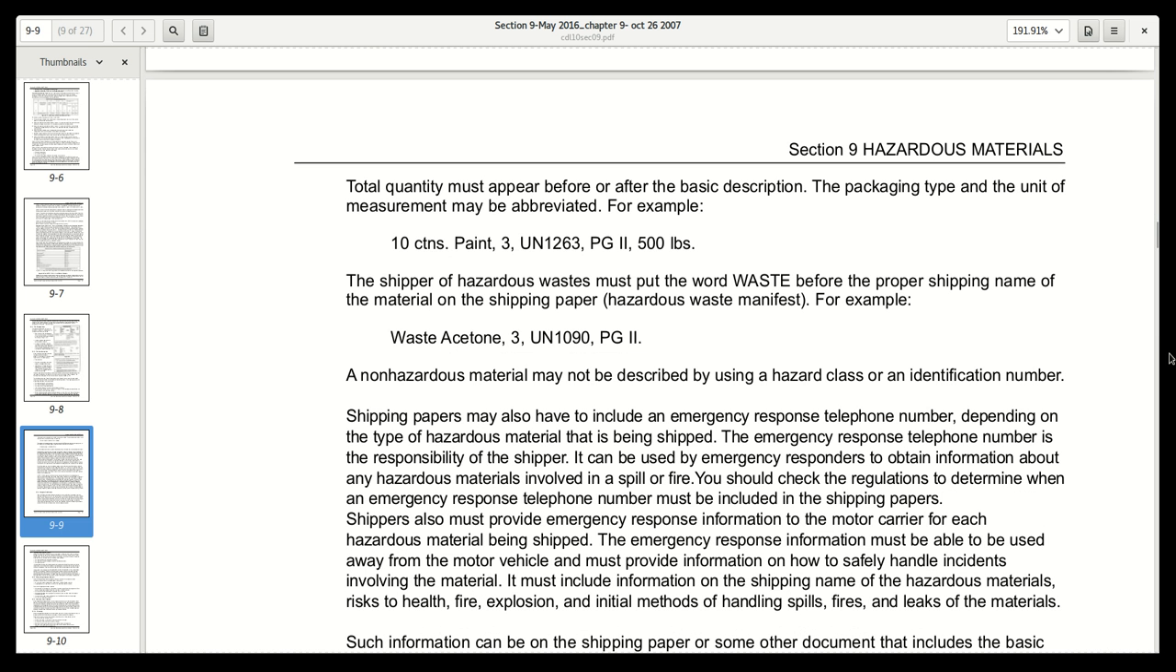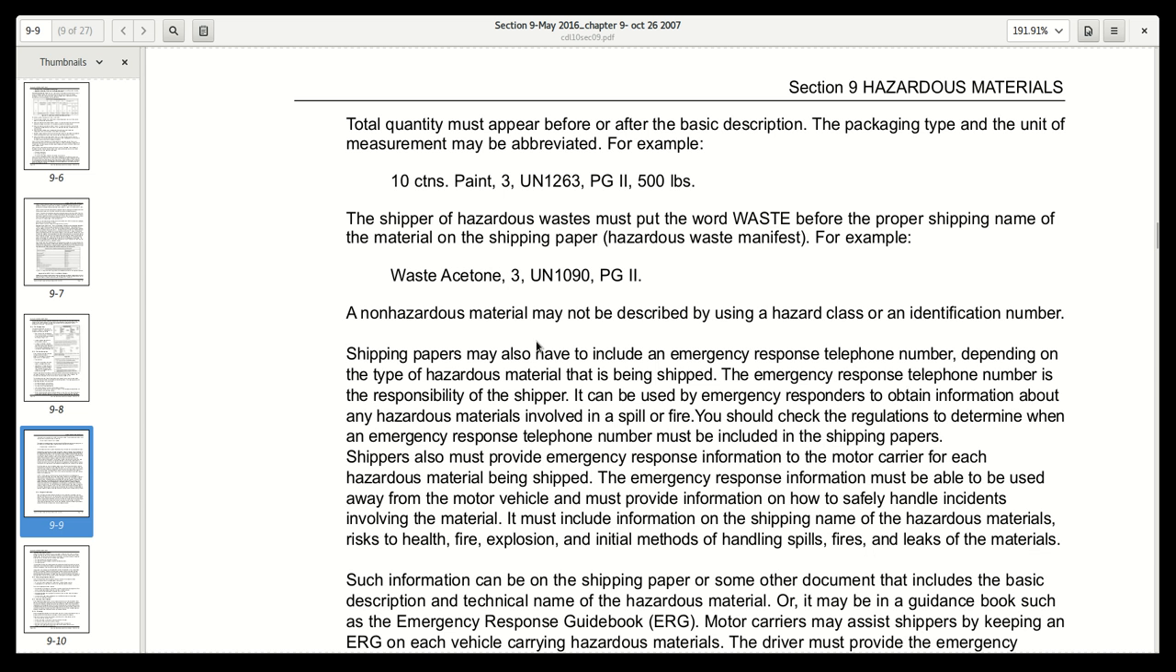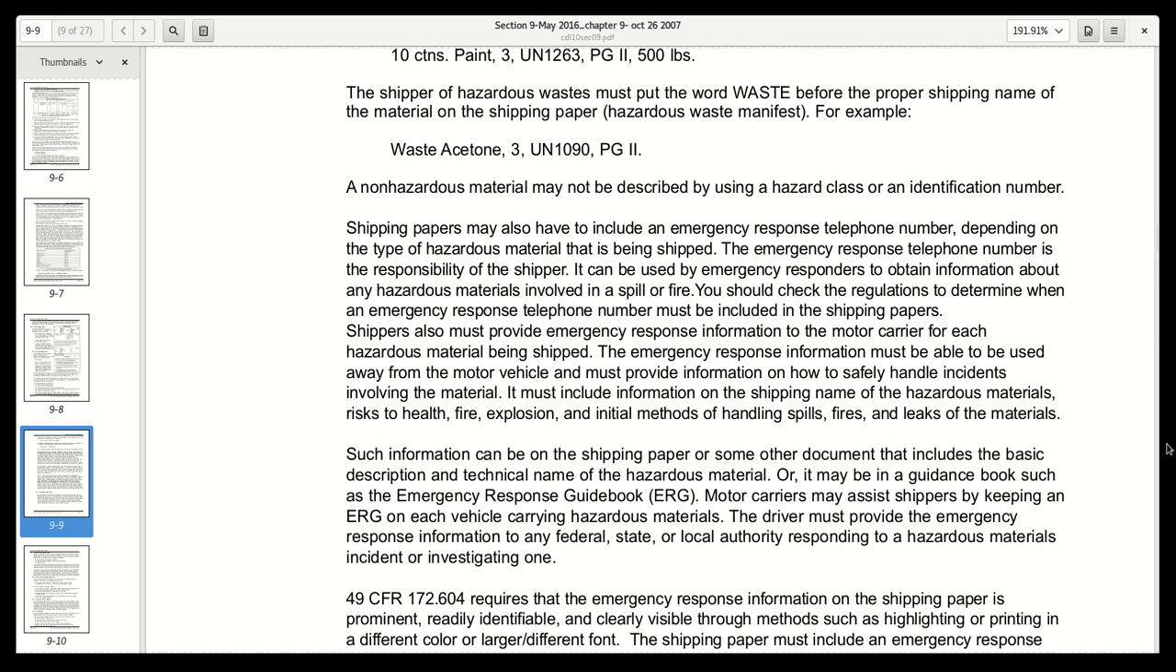The shipper of hazardous waste must put the word waste before the proper shipping name of the material on the shipping paper, the hazardous waste manifest. For example, waste acetone 3 UN 1090 PG2, packing group 2. So notice the material, and they put waste in front of it. A non-hazardous material may not be described by using a hazard class or an identification number.